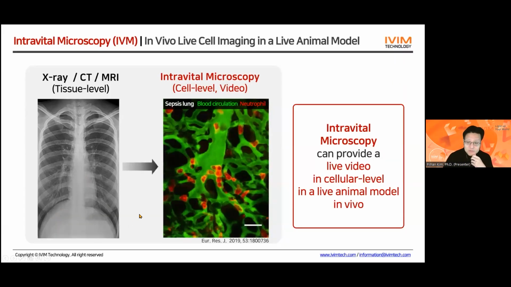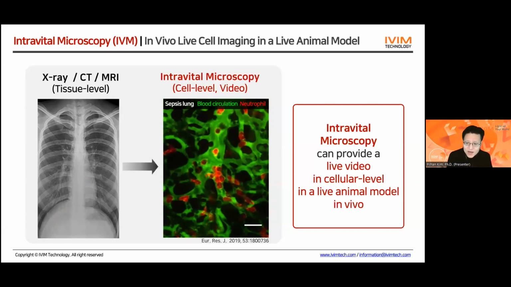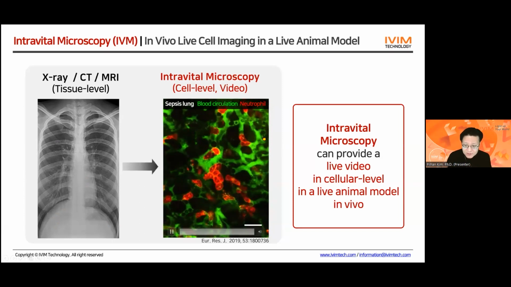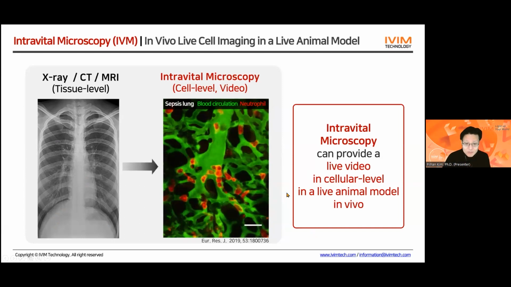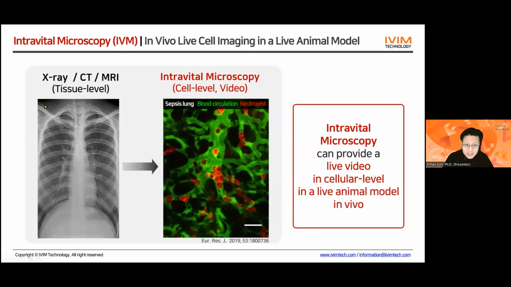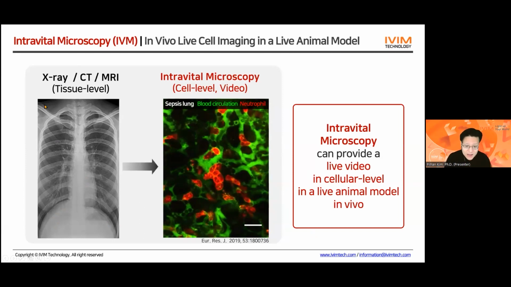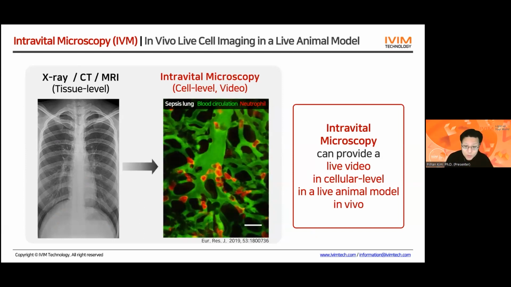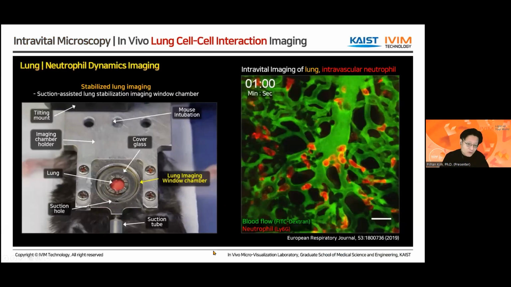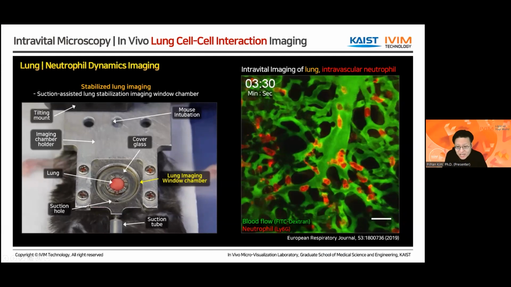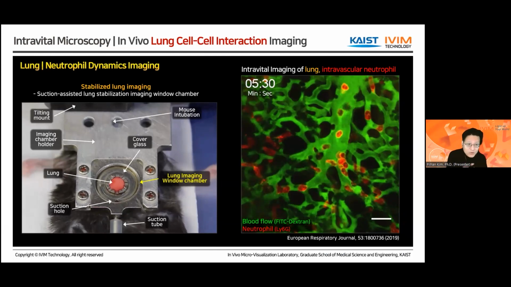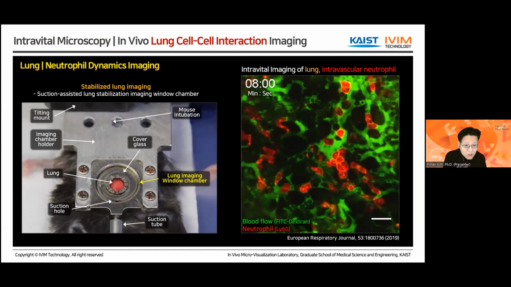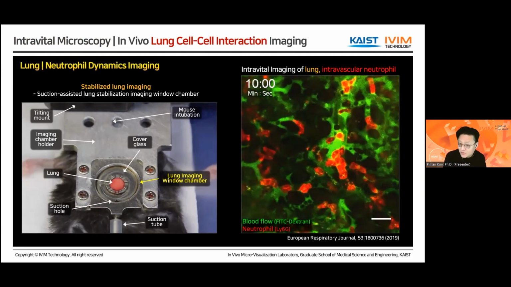Maybe some of you already know that intravital microscopy can provide a live video at cellular level in a live model in vivo, as you can see in the video in the middle. Compared to X-ray, CT or MRI, it can provide a much higher resolution, and it can also provide a real-time video at cellular level. So to give you an idea, let me first start with this example of intravital microscopy imaging of the lung of a sepsis mouse model.